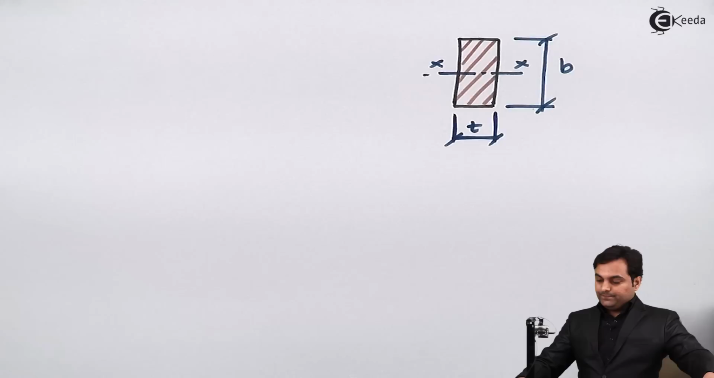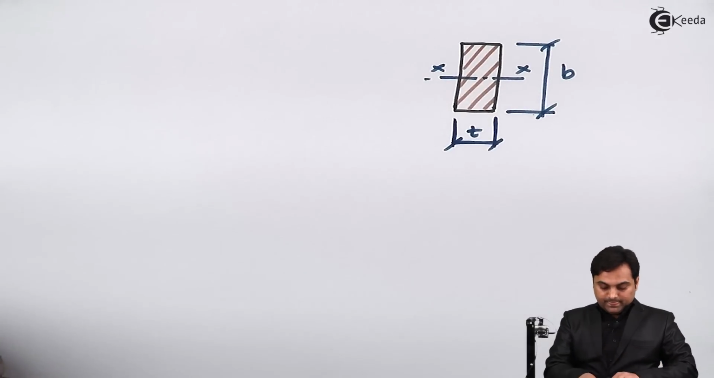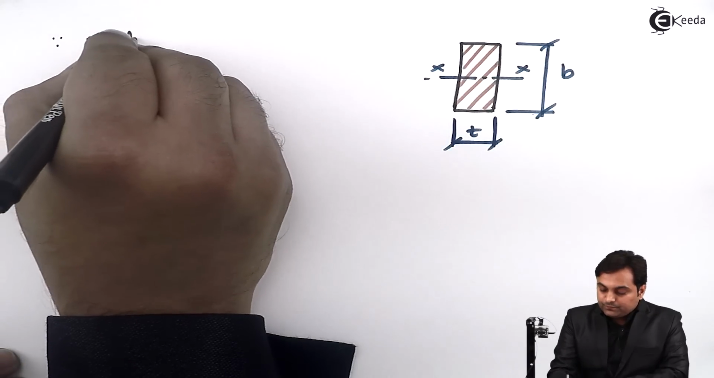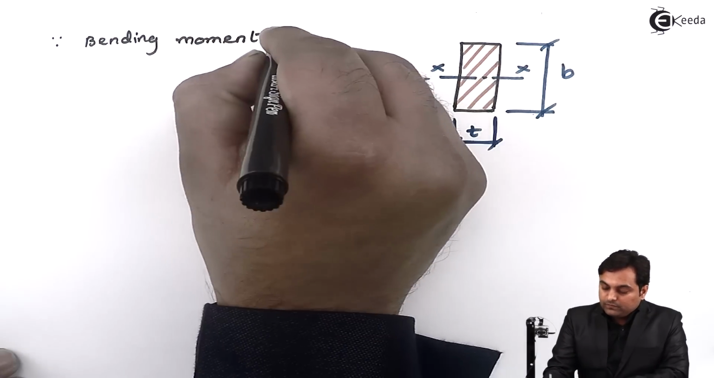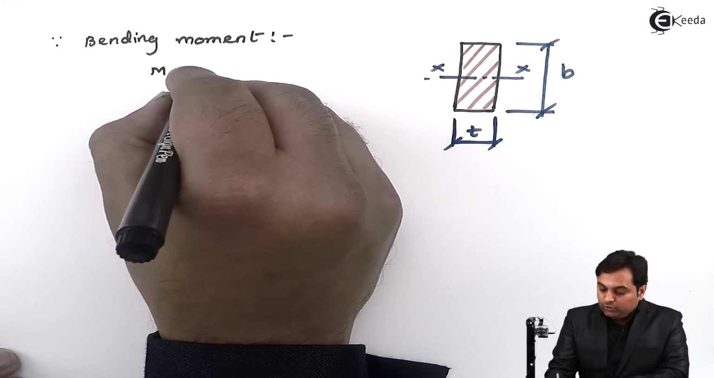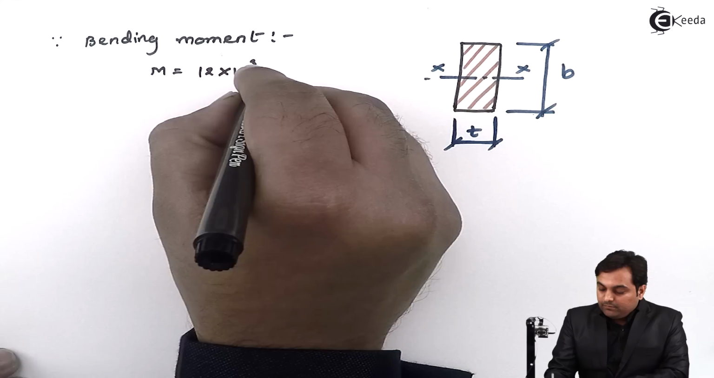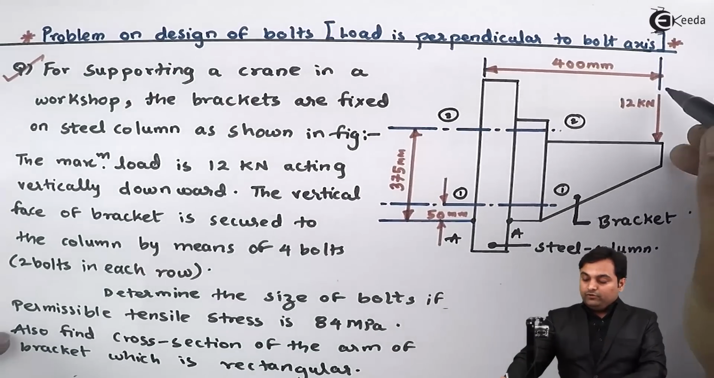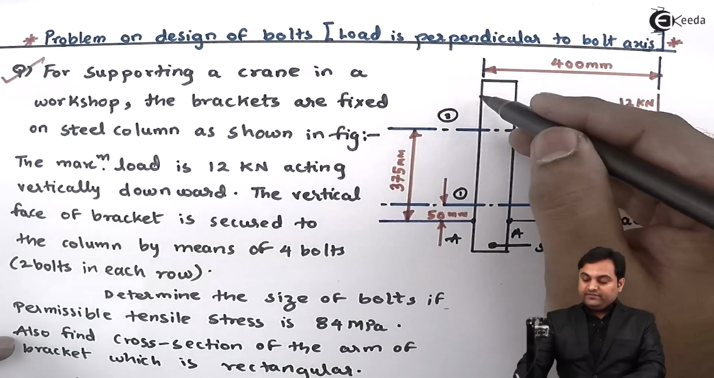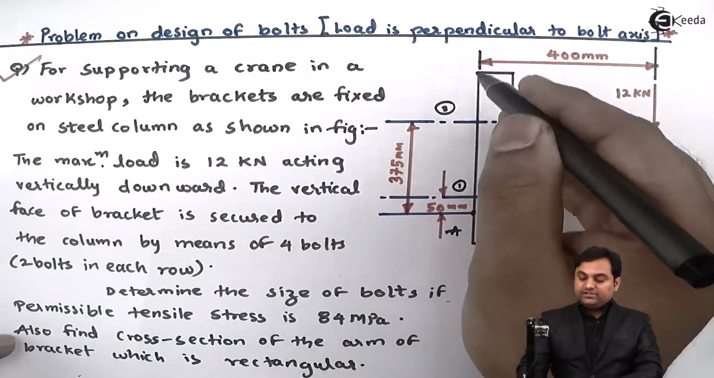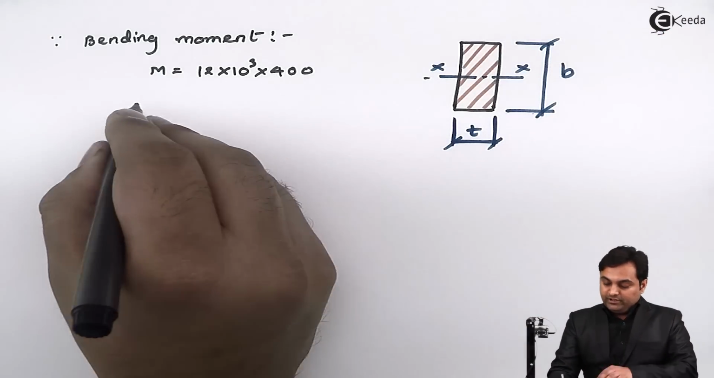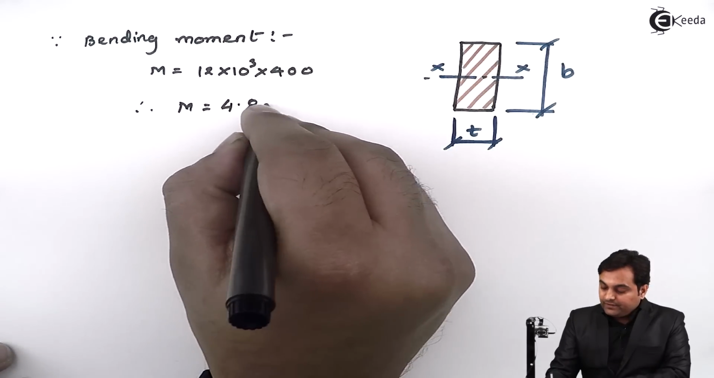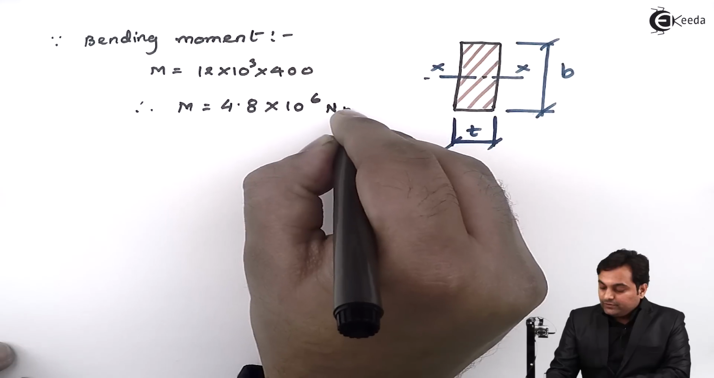So I'll say that first of all, since bending moment M is equal to load, which is 12 into 10 raised to 3 multiplied by distance, which is 400. I am taking the moment of load into the distance. So we are designing the bracket section at distance 400 mm. So therefore M comes out to be 4.8 into 10 raised to 6 Newton mm.